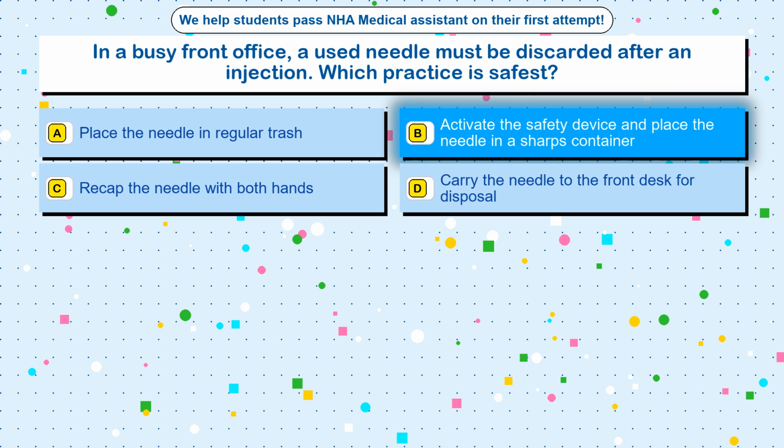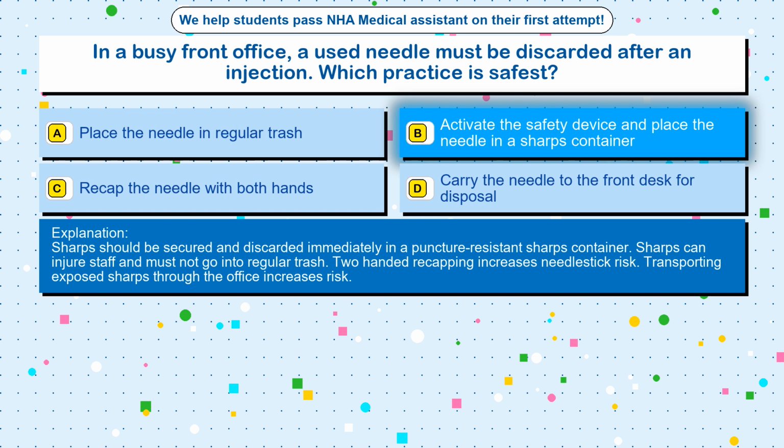Activate the safety device and place the needle in a sharps container. Sharps should be secured and discarded immediately in a puncture-resistant sharps container. Sharps can injure staff and must not go into regular trash. Two-handed recapping increases needle stick risk. Transporting exposed sharps through the office increases risk.